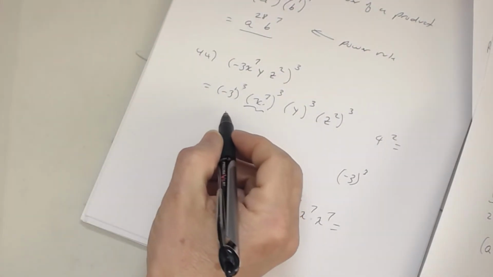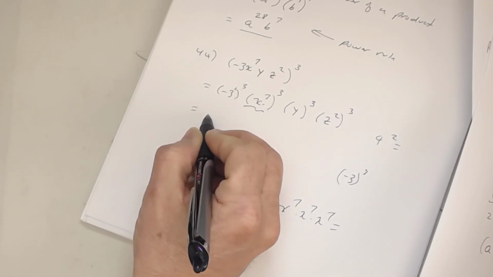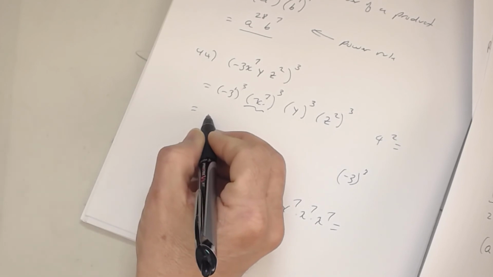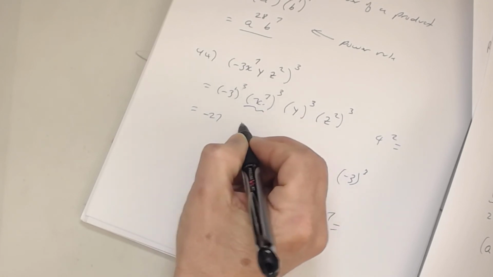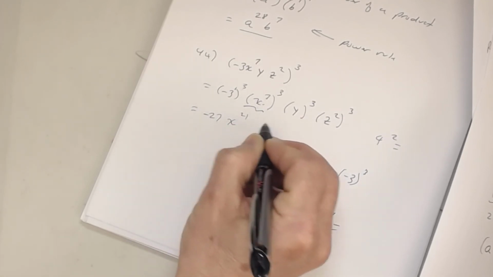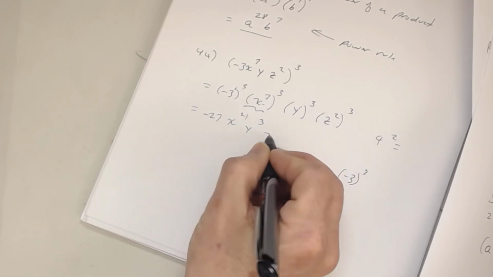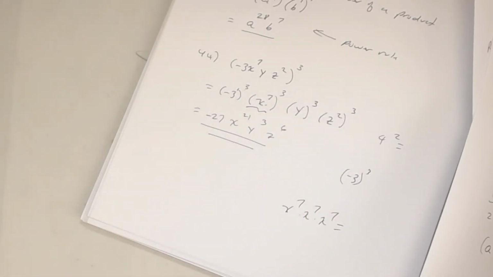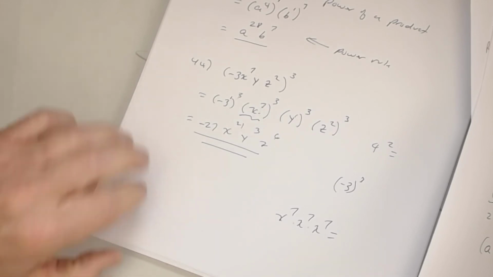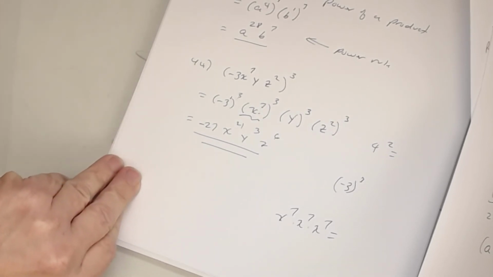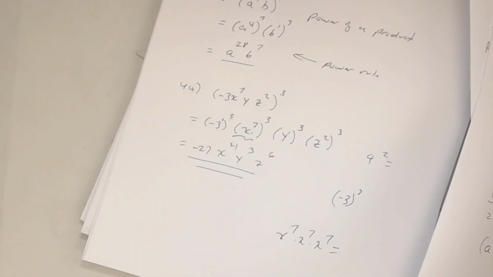So negative 3 cubed means what, guys? Negative 3 cubed means what? Negative 27. X to the 7 cubed means what? X to the 21st. Y to the first cubed means what? Y cubed. Z squared cubed means what? Z to the 6. There's your answer. All right, that's all I can do with this. I ran out of time with that part. But I think you have enough information to be able to do the worksheet. Okay? All right, so that was 44.